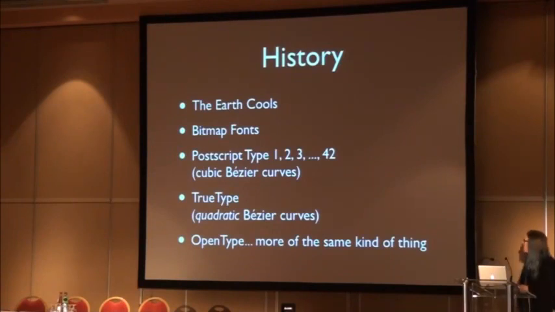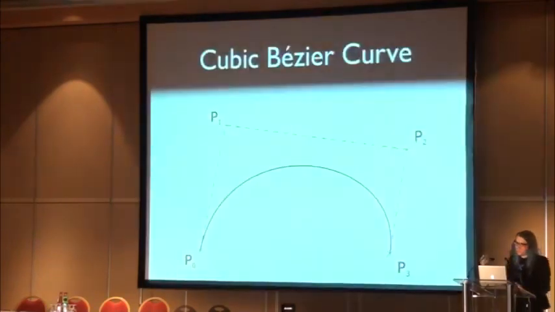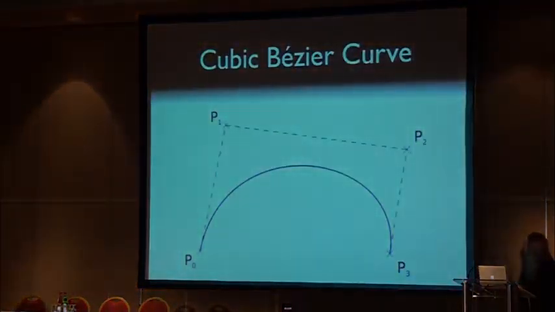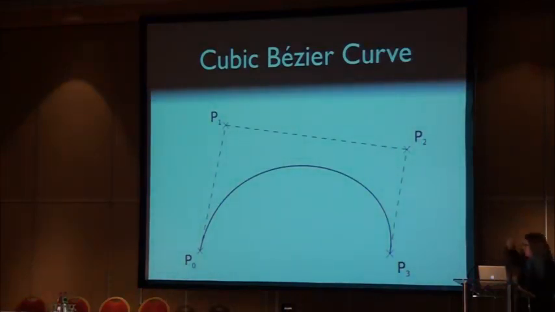There were bitmaps, and then PostScript came along, but Adobe patented a bunch of the stuff. And so there's TrueType, which doesn't follow any of the Adobe patents, and so forth. For PostScript, you do things like this. If it's a quadratic curve, there's another point in the middle.